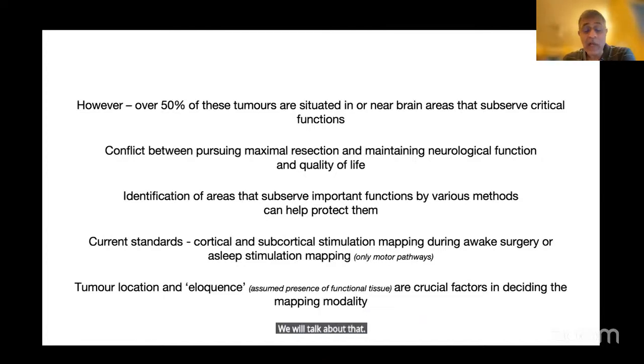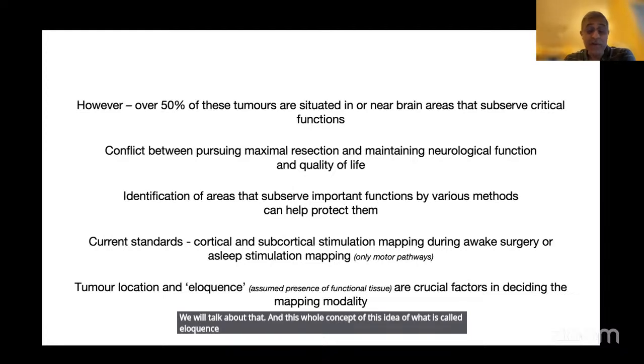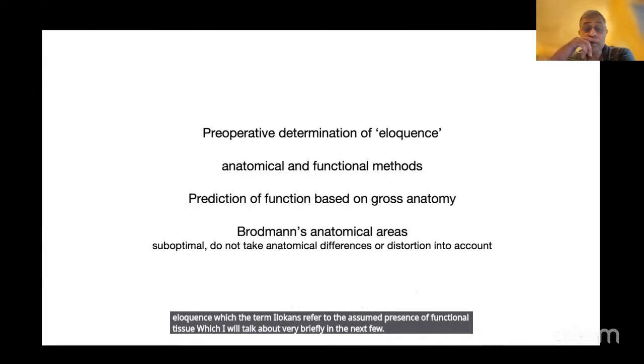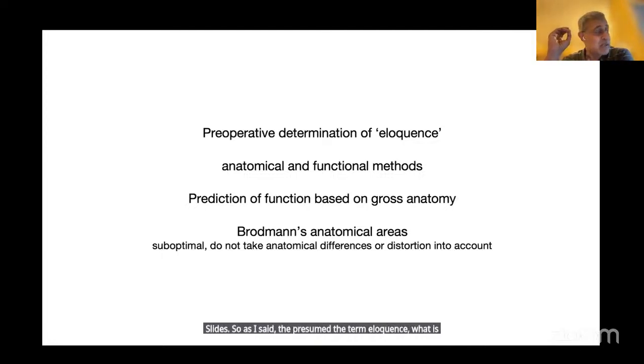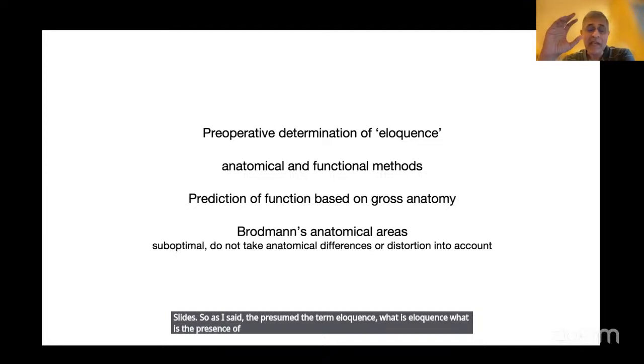And this whole idea of what is called eloquence, where the term eloquence referred to the assumed presence of functional tissue, I will talk about very briefly in the next few slides. So as I said, the term eloquence, what is eloquent? What is the presence of functional tissue? Now, these can be determined even preoperatively. There are many ways to do it.